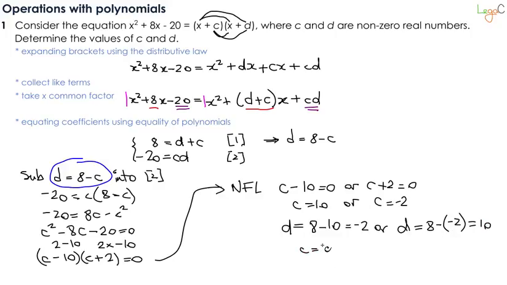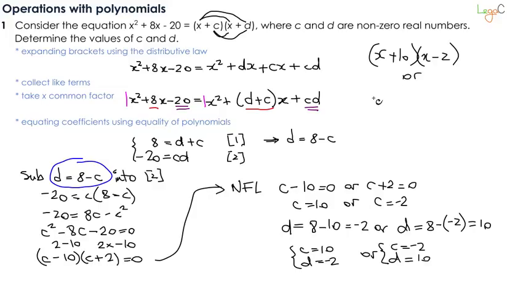So C equals 10 and D equals negative 2, because negative 2 is the value of D when C equals 10, or C equals negative 2, like here, and D equals 10. So either of the two combinations are correct, and that makes sense because this becomes x plus 10 times x minus 2, or we can have it the other way around, x minus 2 times x plus 10. Either way is correct.